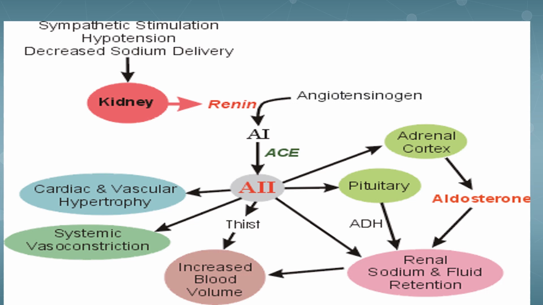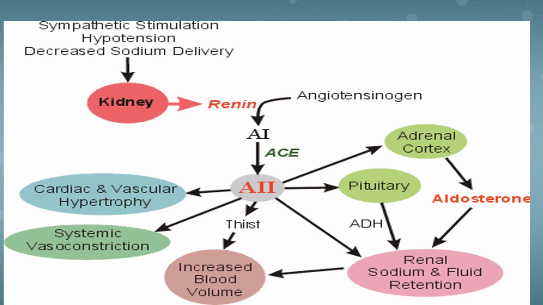Here you can see the diagrammatic representation of what happens whenever the cardiac output is decreased. There is decreased sodium delivery, sympathetic stimulation, and hypotension, that will stimulate the kidney, and there is release of renin from the kidney. This renin will convert angiotensinogen to angiotensin 1. Angiotensin 1 gets converted to angiotensin 2 by angiotensin converting enzyme. And this angiotensin 2 is responsible for cardiac and vascular hypertrophy, that is the remodeling part.